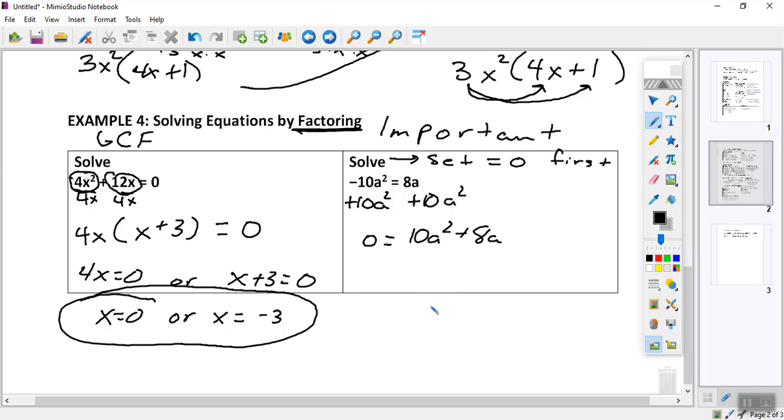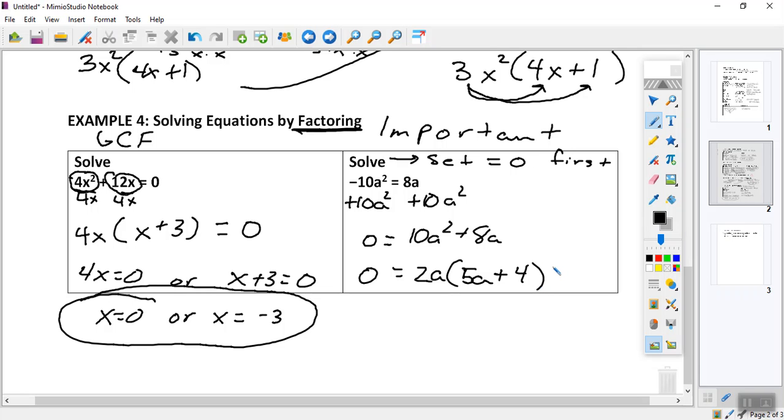10 and 8, what's the largest value I can take out of 10 and 8? Take a 2. How many a's would I be able to take from each term so that I can take the same amount from each? Just one. I can take a 2a from both. Kids, if I take 2a from 10a squared, what's the 2 going to turn the 10 into when we divide? 5 what? Okay, just check yourself. Does 2a and 5a make the 10a squared? Okay, I'm going to take 2a out of 8a. What's left there?